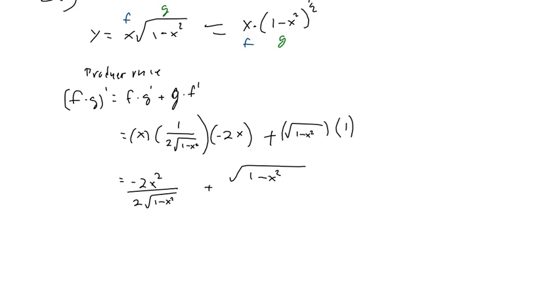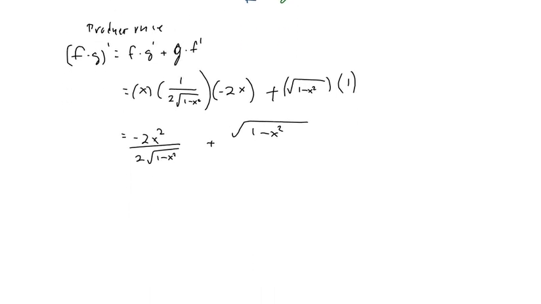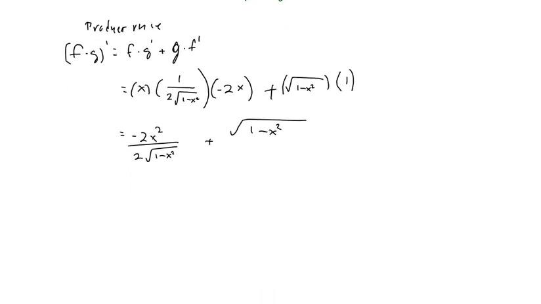We could go a little bit further maybe. We can go a little bit further. I could cancel these 2's. And I could make this a common denominator with the radical. I could give it the denominator of a radical. Anyone know how to do that?